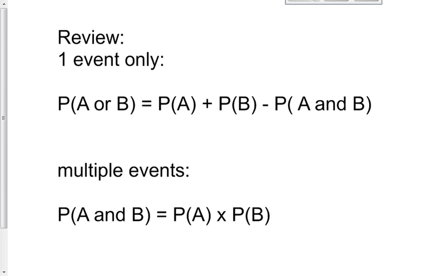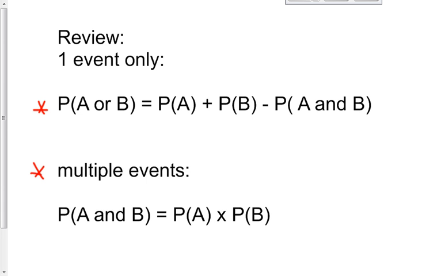All right, so let's do a very quick review of 2 of the large formulas that we have in this particular chapter. If you have one event going on only, not multiple events, and you want to figure out the probability that A or B could happen, this was in section 10.4. Your formula: probability of A or B is the probability of the first plus the probability of the second minus any overlap, minus the probability that A and B will happen at the same time.